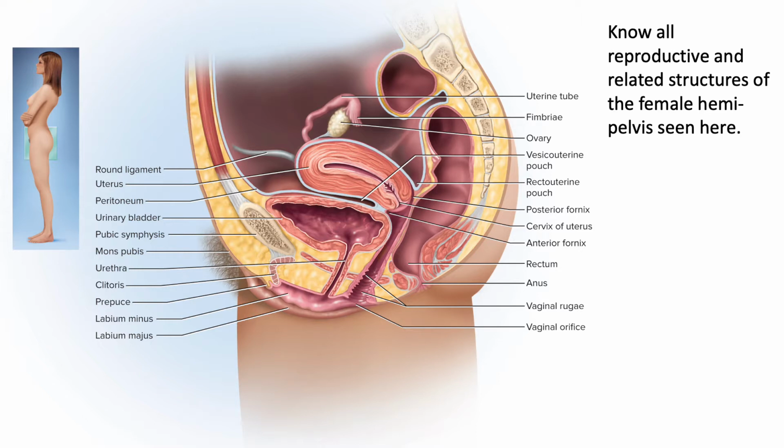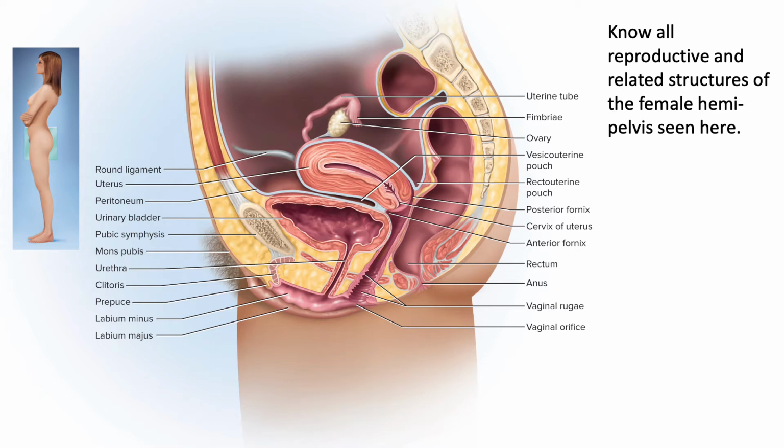So again, following the openings from anterior to posterior in the female, you have the urethra, the urinary opening into the bladder. You have the reproductive opening, the vagina, and on into that the uterus, and then the digestive system. You have the anus, on into the rectum and the sigmoid colon.